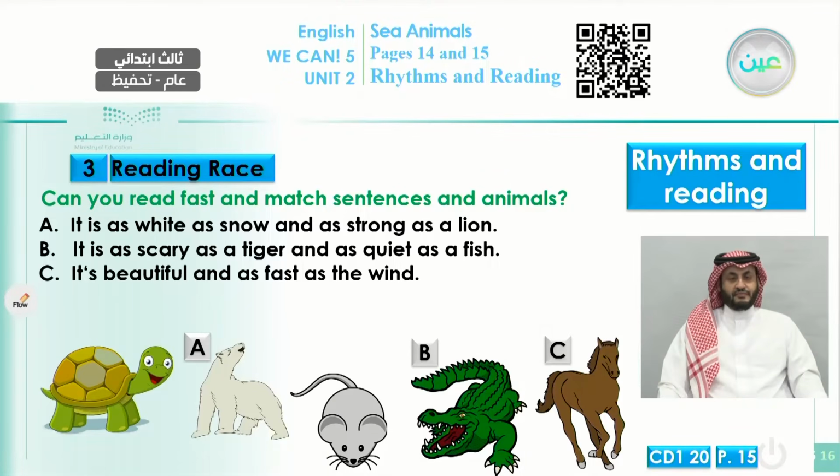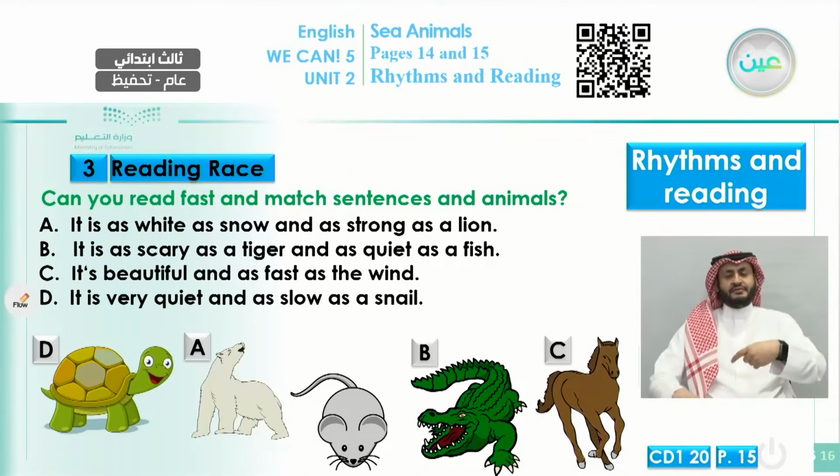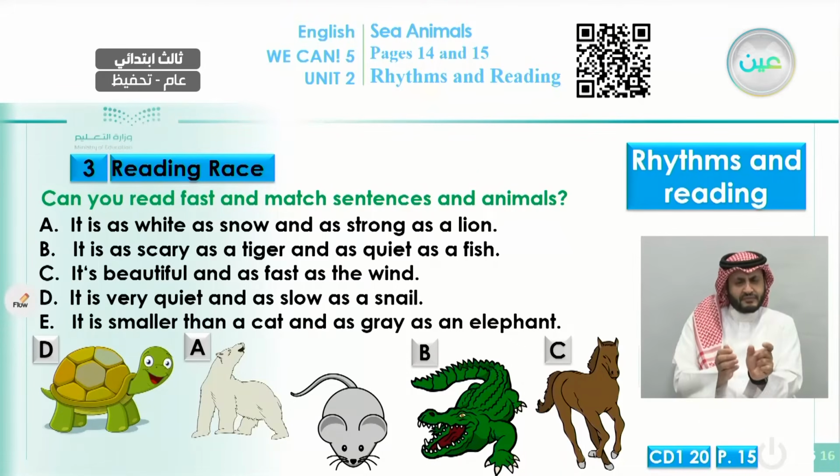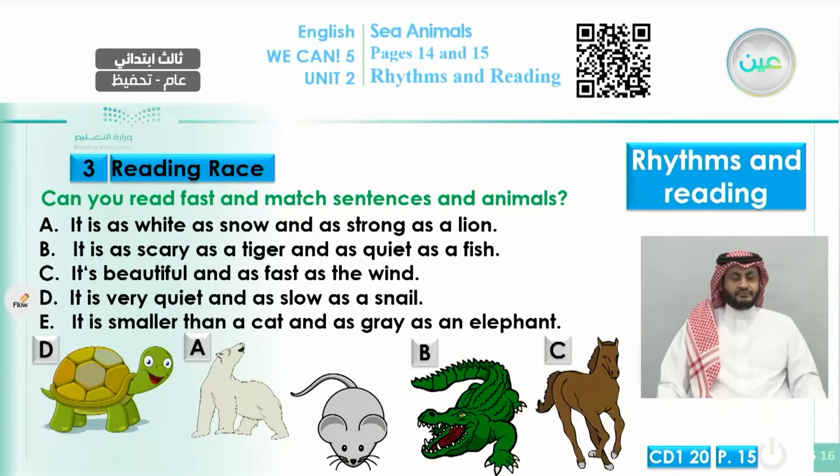Well done. Now let's guess the last two. It is very quiet and as slow as a snail. Can you guess? That's right, it's a turtle. It is smaller than a cat and as gray as an elephant. That's right, it's a mouse.